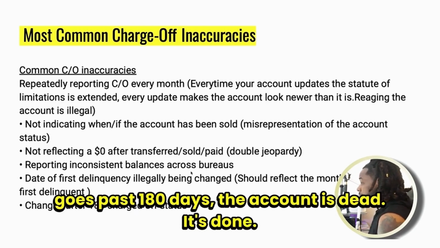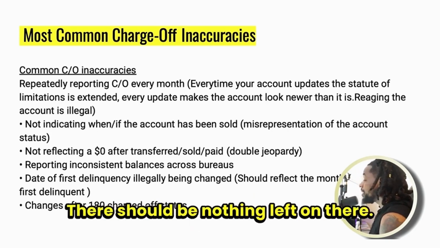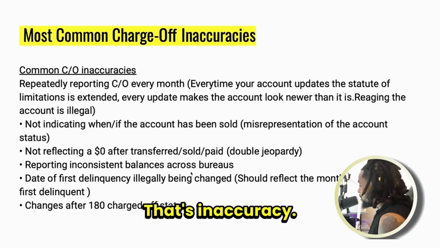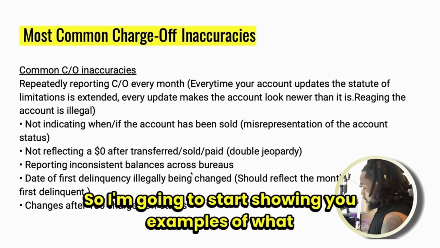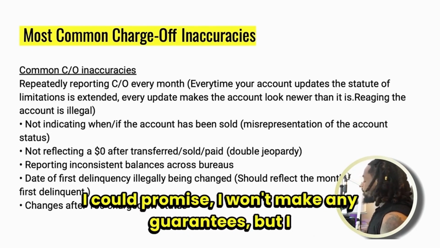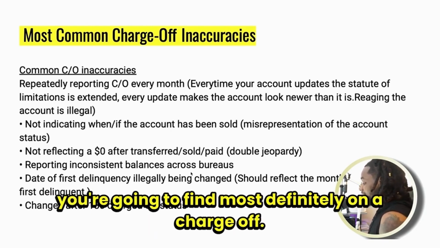It's done. You can't have on-time payments. You can't add anything else to it. There should be nothing left on there. That's illegal, and that's an inaccuracy. So I'm going to start showing you examples of what to look for, so that when you go to annualcreditreport.com, I won't make it a guarantee, but I feel like I could almost guarantee that you're going to find one of these most definitely on a charge-off.